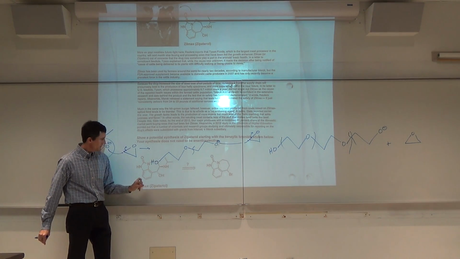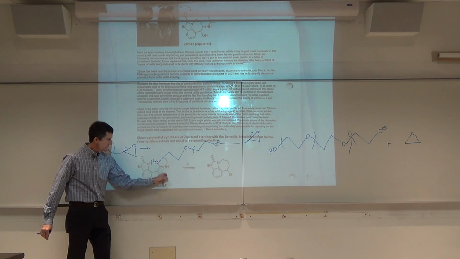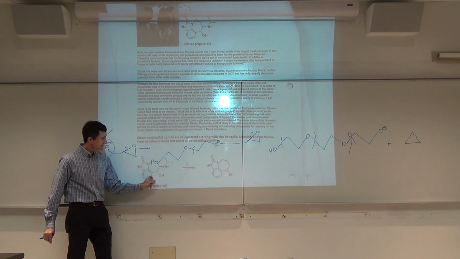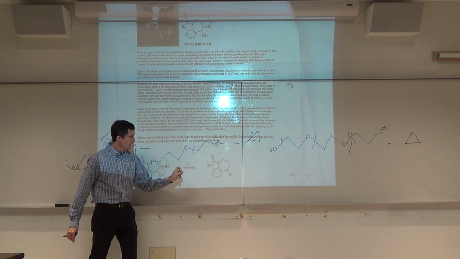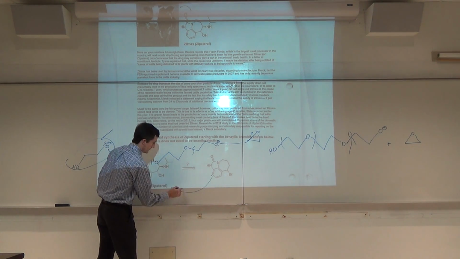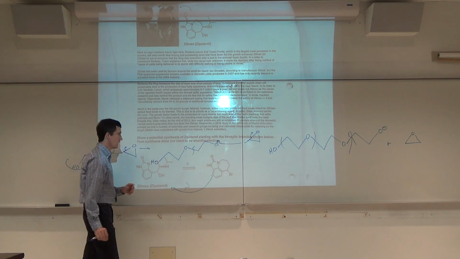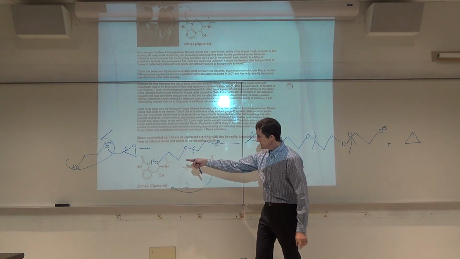retrosynthetic arrow. That means this is a target compound, and it's asking you, well, what if you went back to this? How would you then come forward? Really, that's what it's asking. If I gave you this, could you give a synthesis of that?